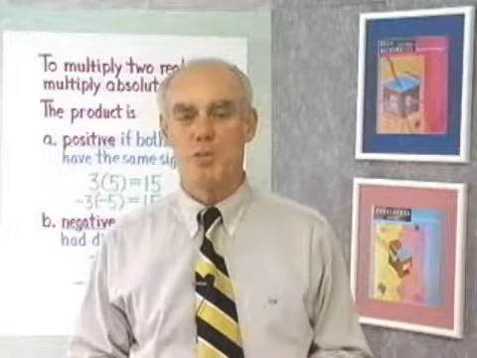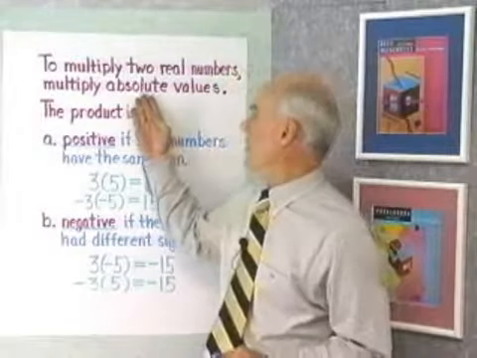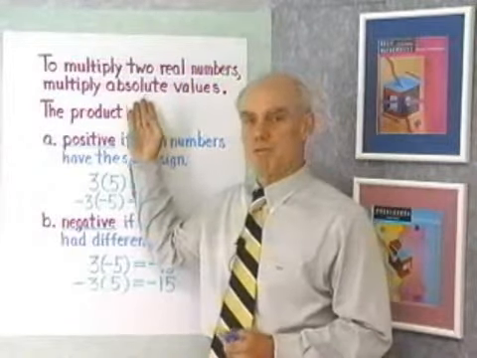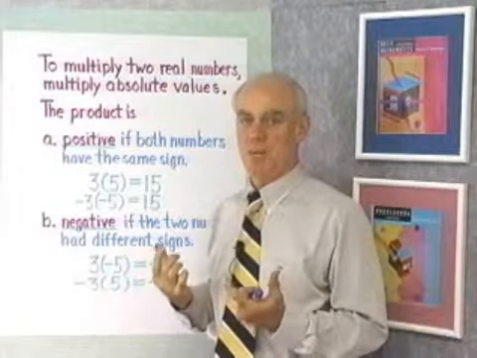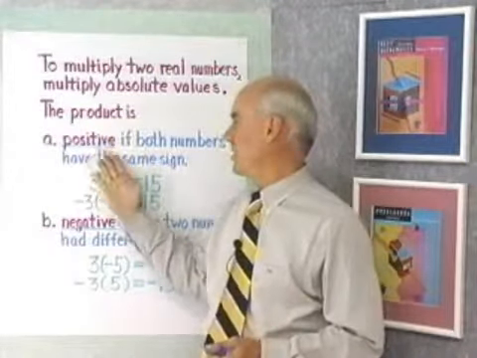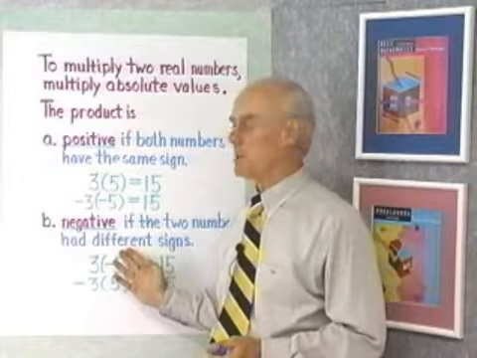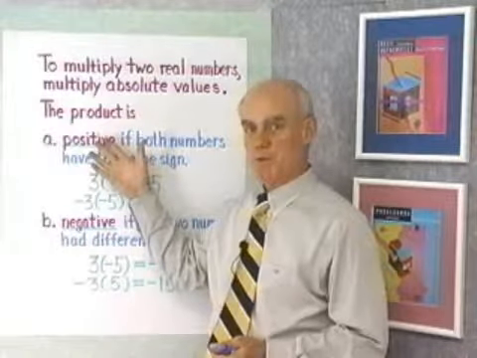I've written the rule for multiplying any two positive or negative numbers over here on the board. The rule says to multiply two real numbers, multiply absolute values. So that is, you just forget the signs and multiply the number parts. That product, or the answer, is positive if both numbers have the same sign and negative if the two numbers have different signs. So I'll just simply multiply absolute values.